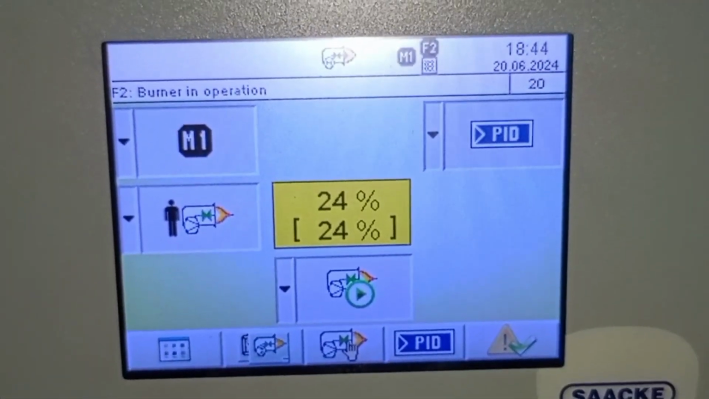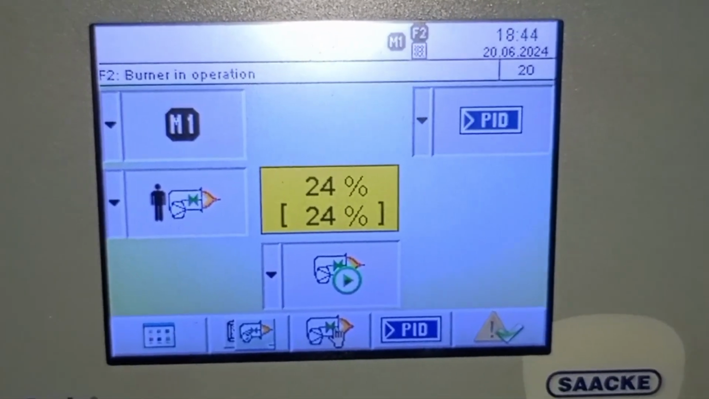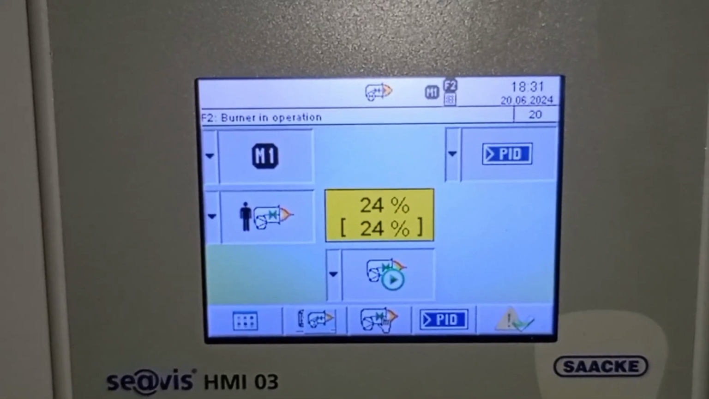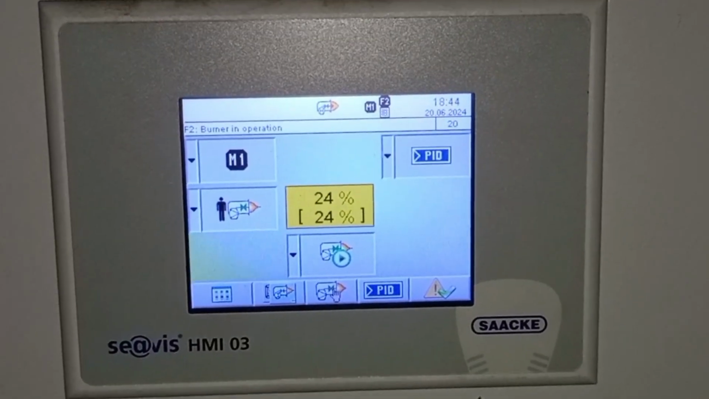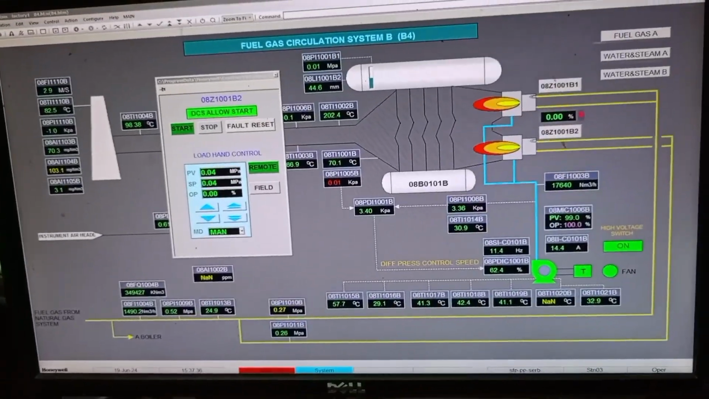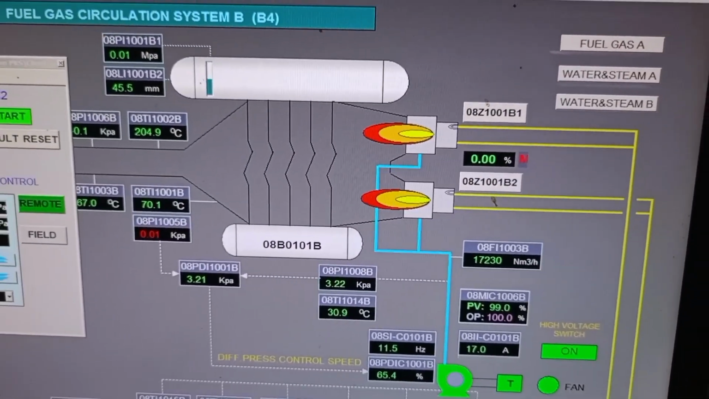Here is the HMI. The boiler is now running and the load percentage is 24%, and the two boilers remain at the same load. When started, we can run a single burner also, and from the DCS we can see the two burners are in fired condition.